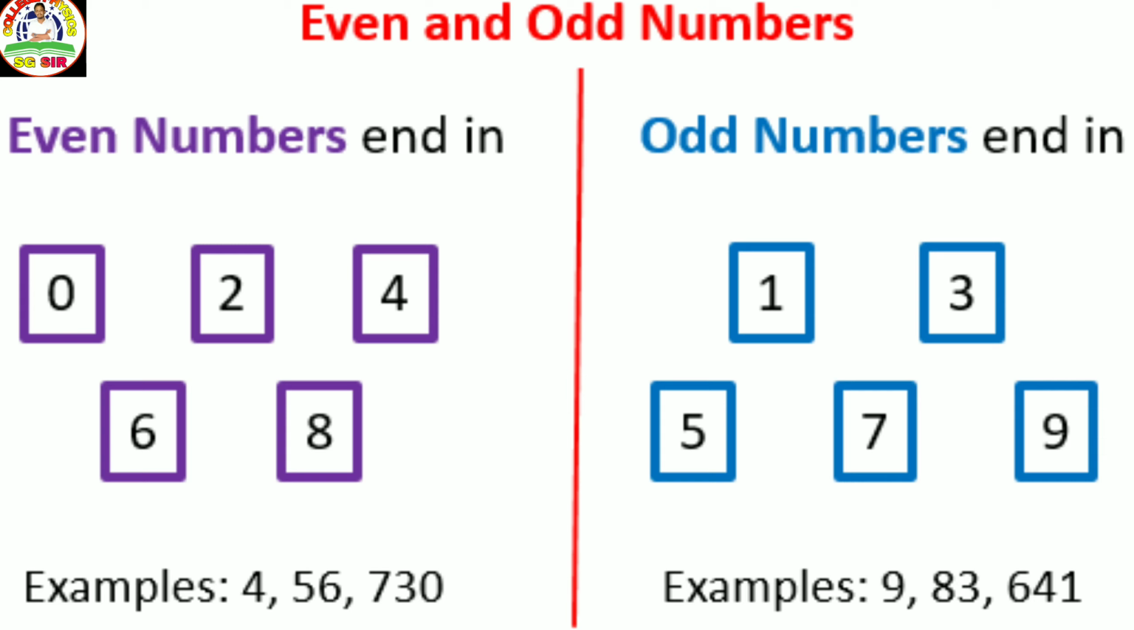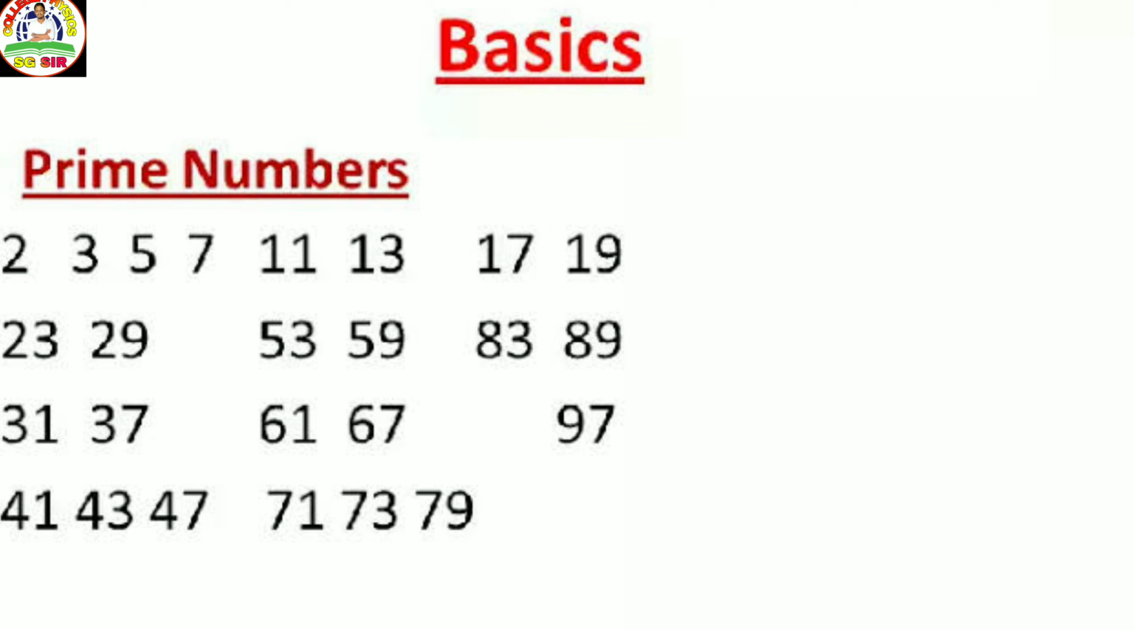Now we discuss even and odd numbers. The numbers exactly divisible by 2 are called even numbers, and the numbers which are not divisible by 2 are odd numbers. Now we discuss prime numbers. A number which has only two factors, the number 1 and the number itself, is called a prime number. For example, we can write 2, 3, 5, 11, and so on. And remember, the smallest prime number is 2.